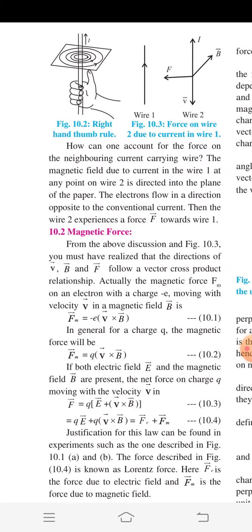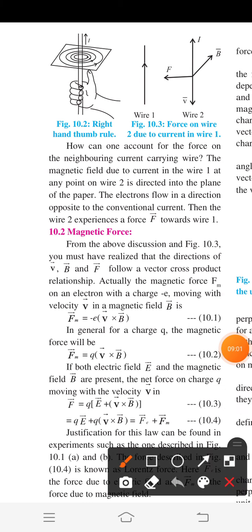That is the experiment, and that experiment justifies that the force described in equation 10.4 is known as the Lorentz force. F bar is equal to Q E bar plus Q V bar cross B bar, which is also equal to F E bar plus F M bar. That is the total or net force of electric field E bar and magnetic field B bar on charge Q. This force is known as the Lorentz force.